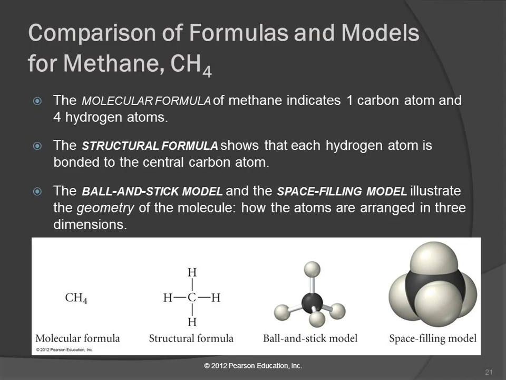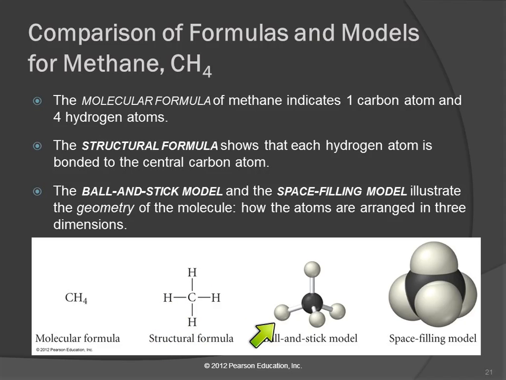So let's look at methane, which has the formula CH4. Here is its molecular formula. This tells us that each molecule has 1 carbon atom and 4 hydrogen atoms. It doesn't tell us how they're connected, though. The structural formula shows us how they are connected. This tells us that the carbon atom is bonded to each of these 4 hydrogen atoms. There are other ways you could conceivably stick those atoms together, but this is the correct structural formula.